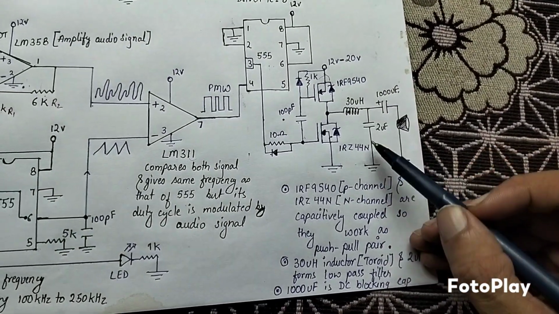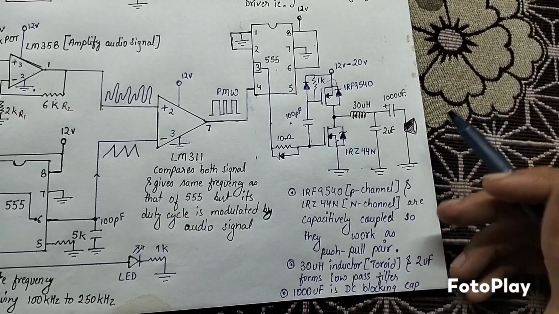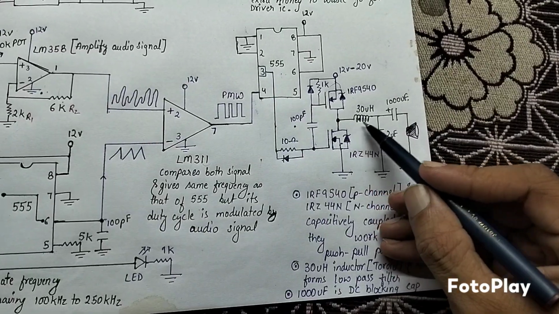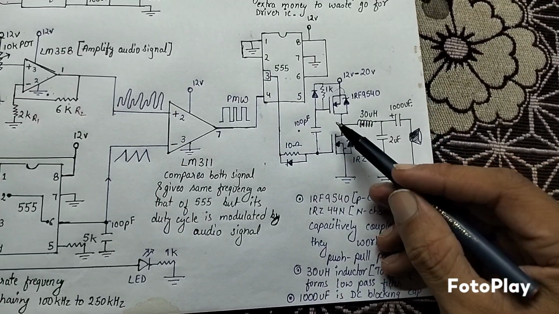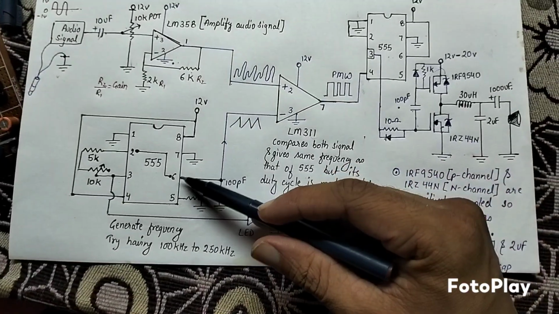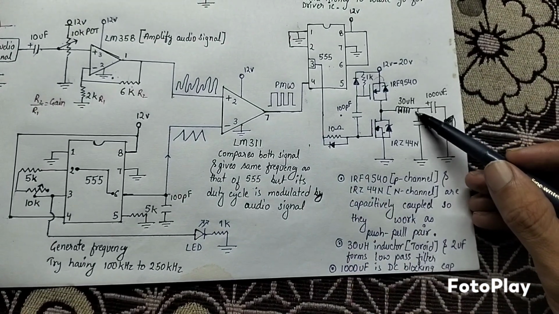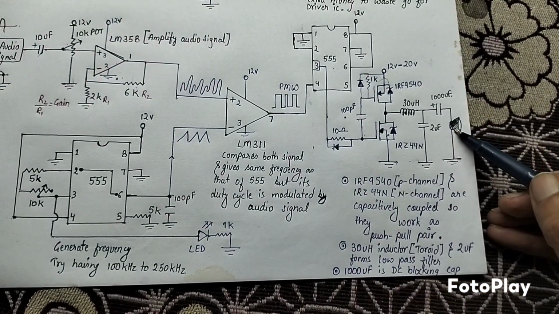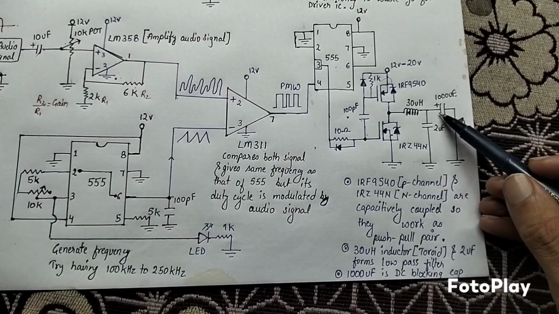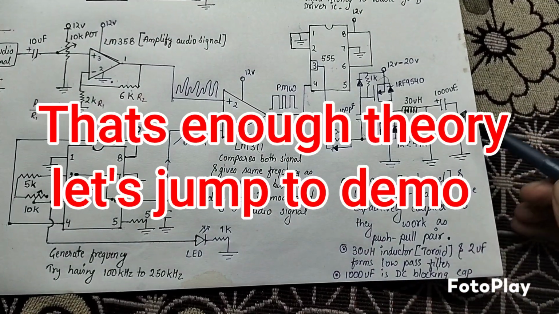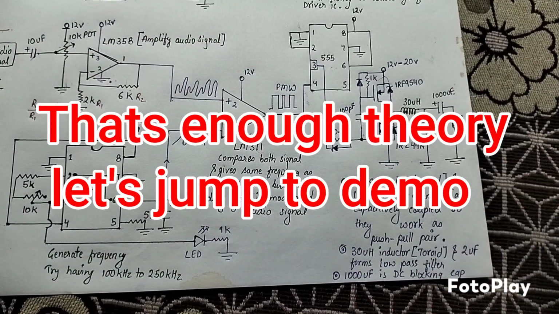Then this inductor and this capacitor form the low pass filter, which allows only the low frequency signal to pass through. All the high frequency, that is this switching frequency generated by this 555 timer, will pass through this capacitor, and only audio signals will pass through the speaker.